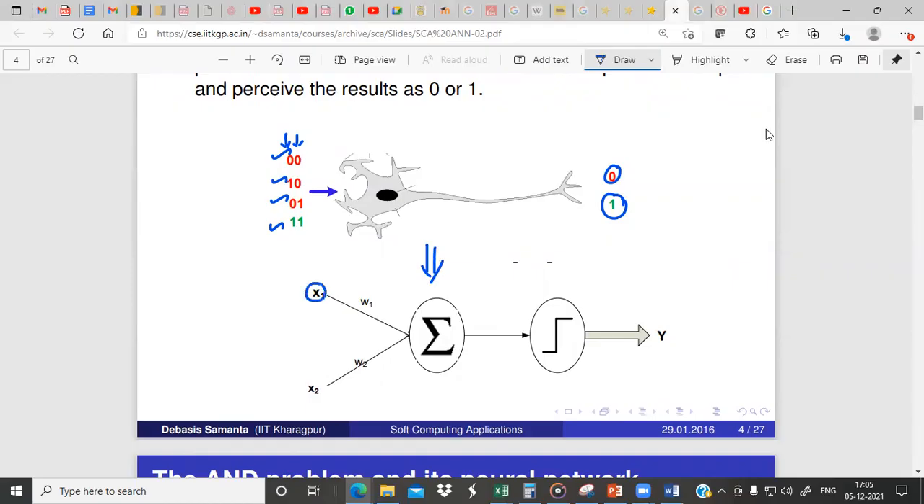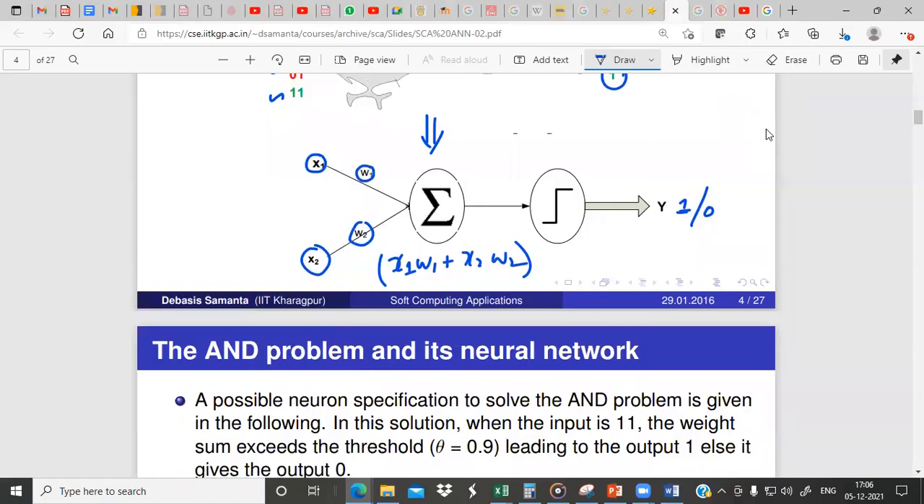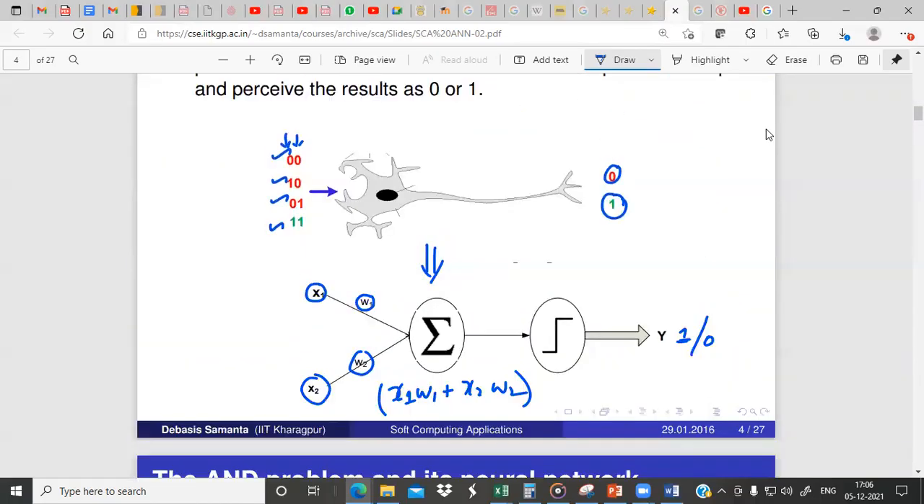This will be our representation of the neural network. It has two inputs, x1 and x2, which are given to a particular unit that performs the weighted sum. x1 is connected with the weight w1, x2 is connected with the weight w2. So what happens here is x1 w1 plus x2 w2. This value we compare with some threshold value. If this sum is greater than the threshold value, then we produce the output as 1. Otherwise we produce the output as 0. This is the overall model.